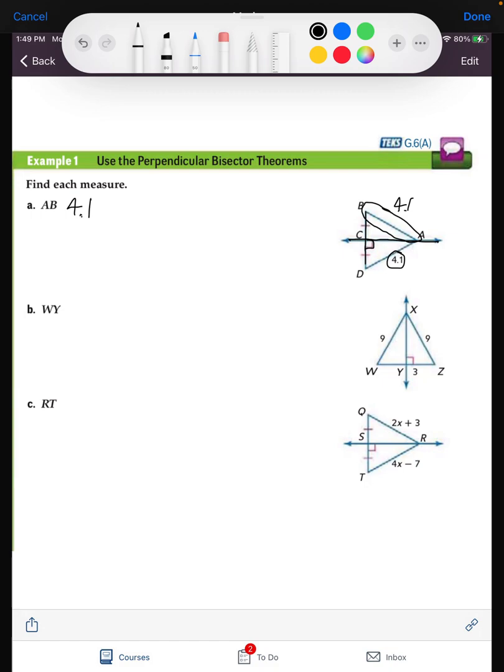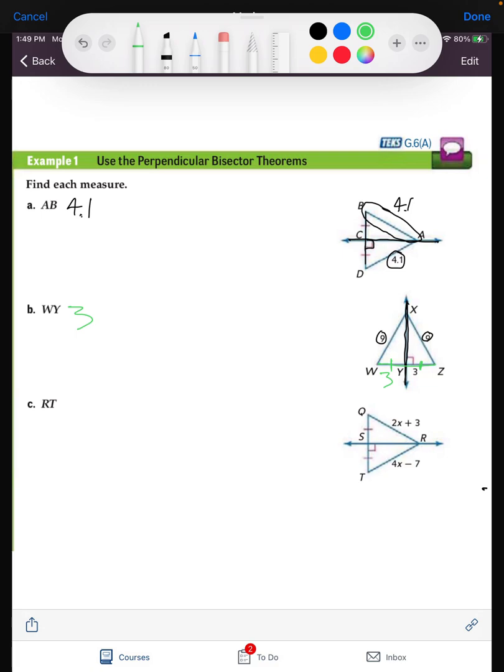The next one, we see that WX and WZ both equal 9. So by the converse of the perpendicular bisector theorem, we can say that XY is our perpendicular bisector to the segment WZ, and by definition of a segment bisector, this side is going to equal this side. So WY is going to equal 3.